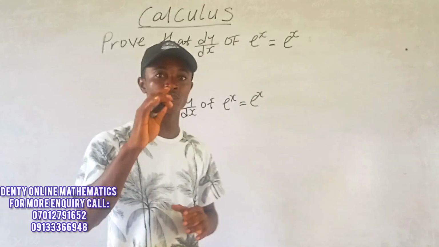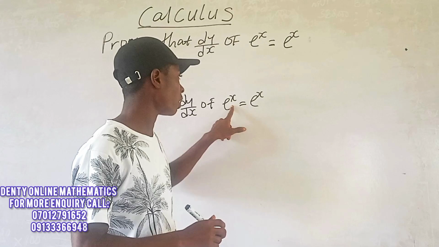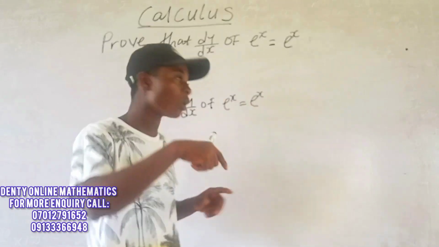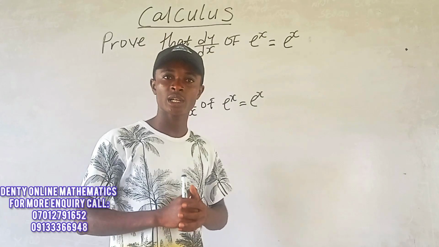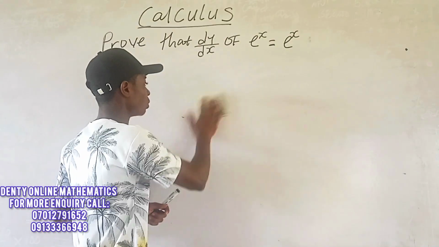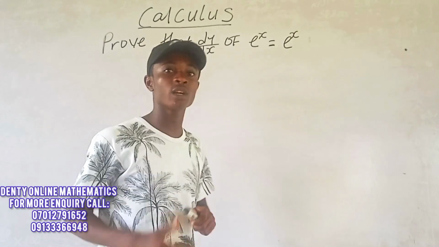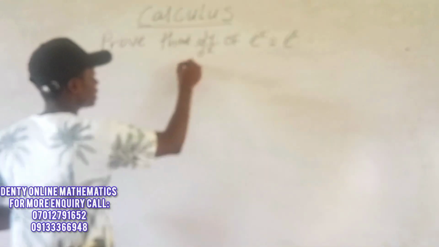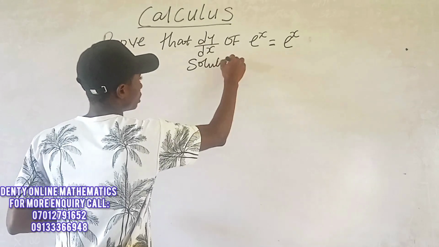But in this video, I'm going to show you how to differentiate exponential power x and why the derivative of exponential power x is still equal to exponential power x. Hope you get it. Now let's get started. This is what we need to know. We can do this by the understanding of the Maclaurin series. Let's just say this is a solution to this problem.